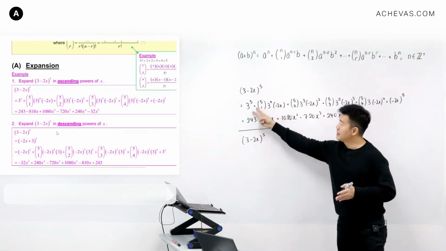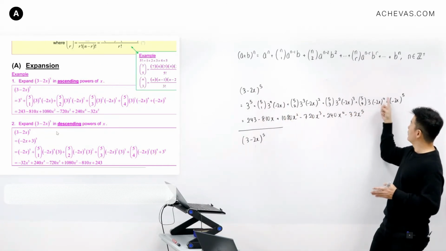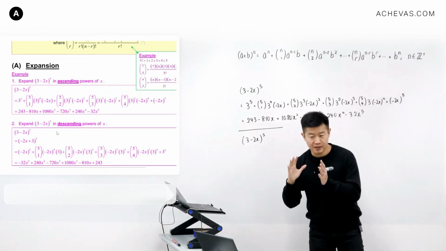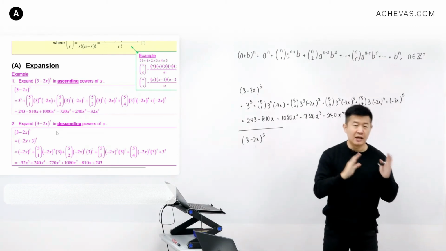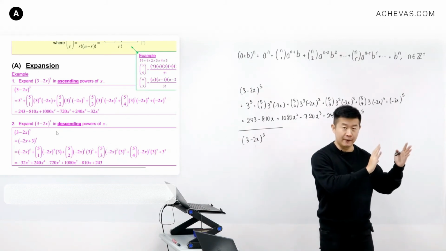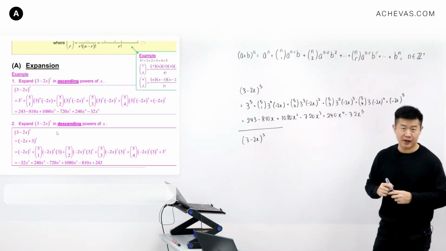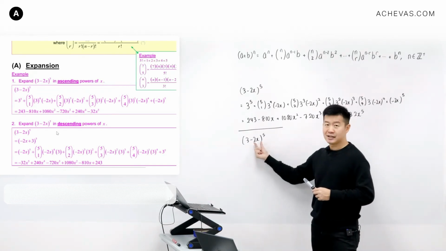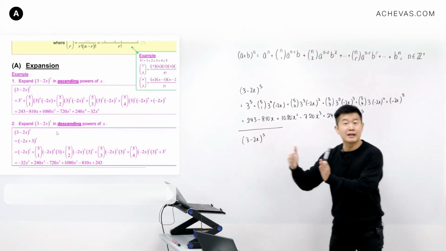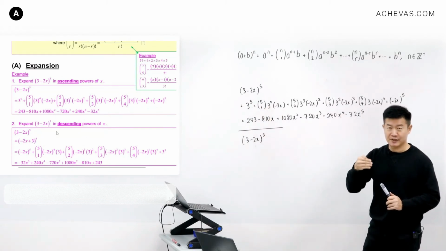To the power of minus 2x to the power of 0, to the power of 1, to the power of 2, to the power of 3, to the power of 4, and then to the power of 5. Which means that whatever you place in the first term, the power will just keep decreasing. Whatever you place in the second term, the power will just keep increasing. So if we want to expand this in decreasing powers of x, we're going to place the term that is multiplied to x as the first term. Because for the first term, the power will just keep decreasing and decreasing and decreasing.